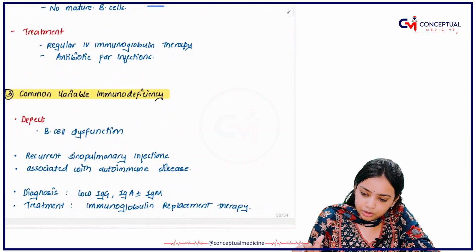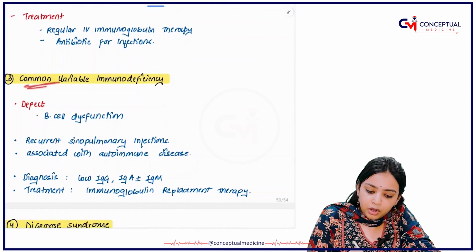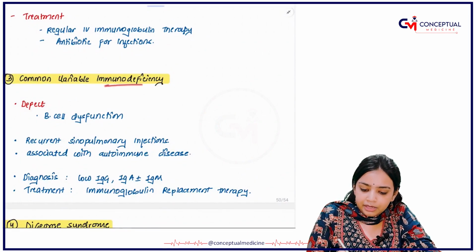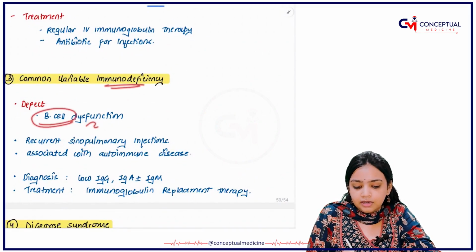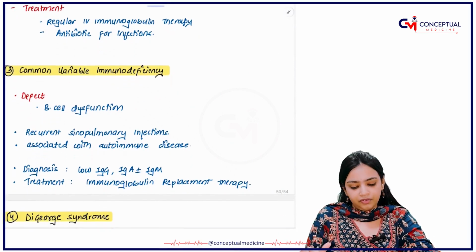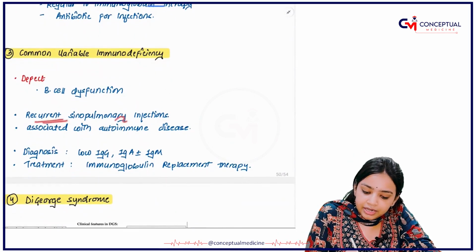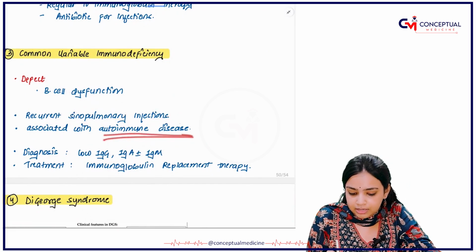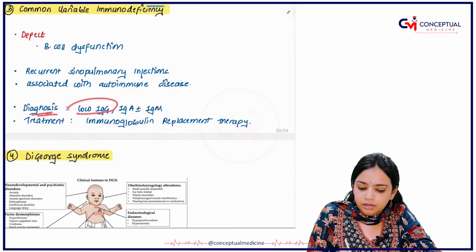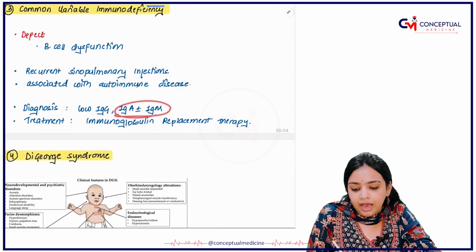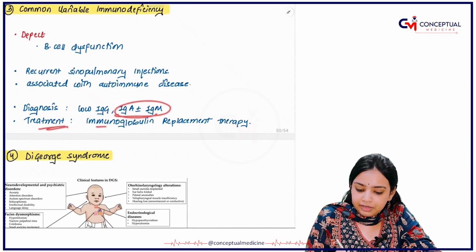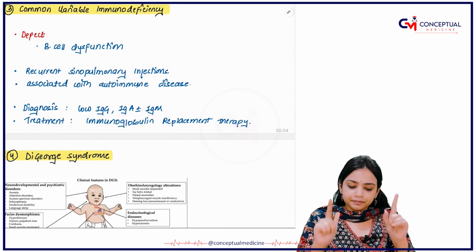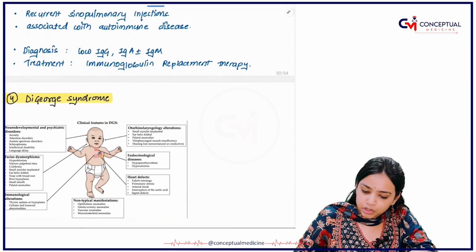Next, coming to the third one that you have is the common variable immunodeficiency. In the common variable immunodeficiency, what happens is it is basically a B cell dysfunction, and there is recurrent sinopulmonary infection associated with autoimmune disease. In the diagnosis, we are able to see low levels of IgG, IgA and IgM. In the treatment, we will give the immunoglobulin replacement therapy. Okay. Next you have is the DiGeorge syndrome.